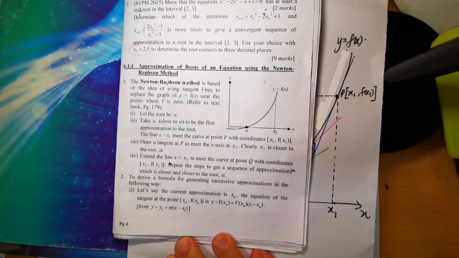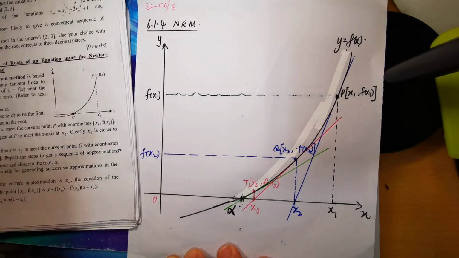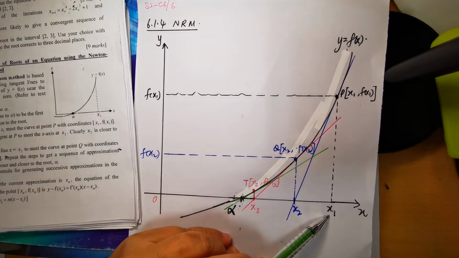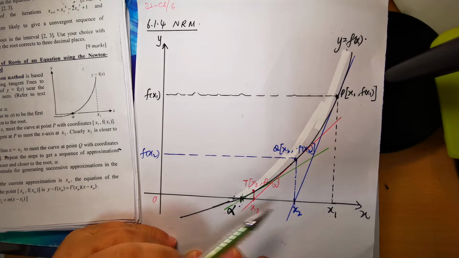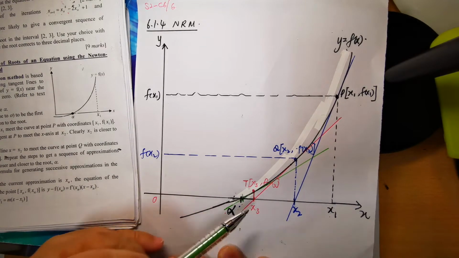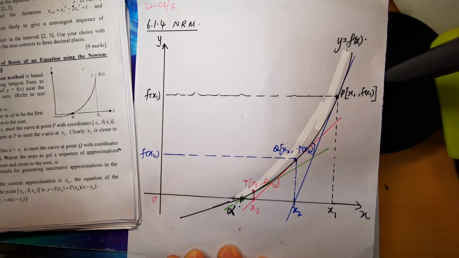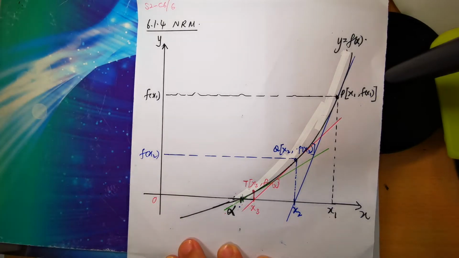Now is how we are going to get the formula, from the initial value of x that we choose, closer and closer to the actual roots. How we get x2 and how we get x3 by using this Newton-Raphson method. So very simple. The step is like this.